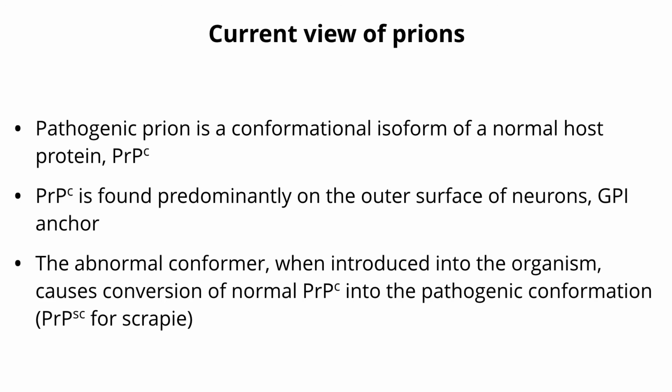So our current view is that the Scrapie in sheep, or the protein, we have now called the pathogenic protein PrPSc in honor of the sheep. That pathogenic protein is a conformational variant of a normal protein that we all have called PrPC for cellular. And this protein is found on the outer surface of neurons. It's GPI anchored. And if you take the abnormal conformer, like the Scrapie prion, and you inject it into the organism, it converts PrPC into the pathogenic conformation.